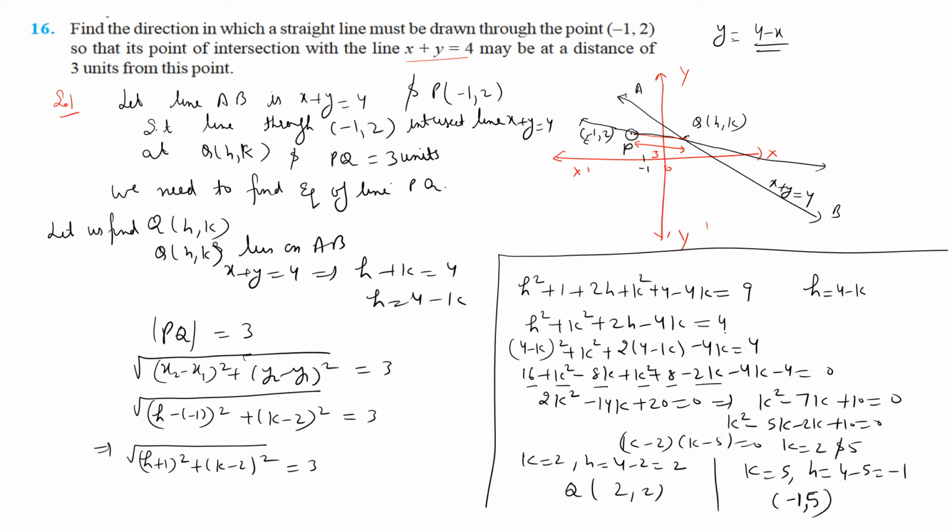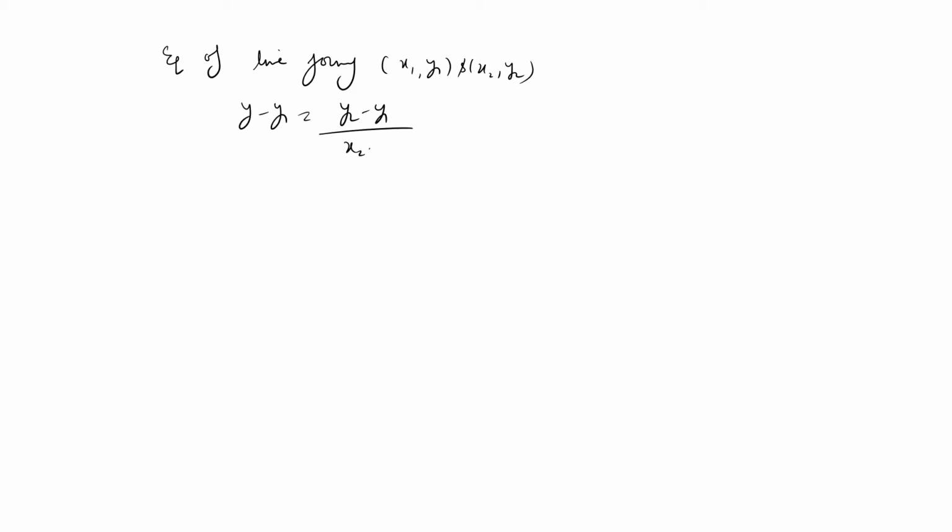So, the equation of this line joining points (x1, y1) and (x2, y2), we will use the two-point form: y minus y1 equals (y2 minus y1) upon (x2 minus x1) into (x minus x1).